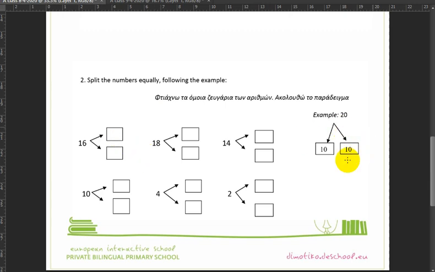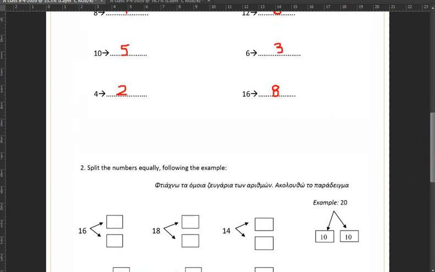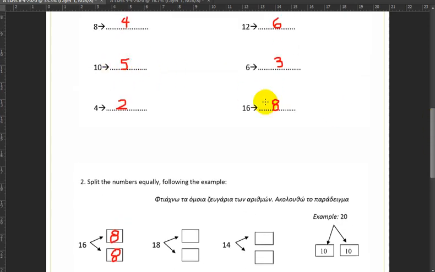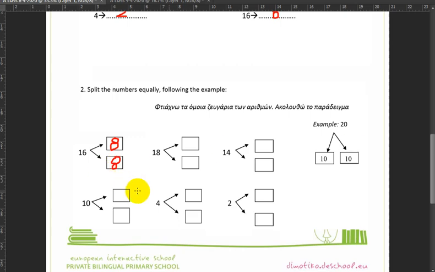Next up, we have an example here of separating a number into its halves. Here we want to separate 16 into its halves. We just found here that the half of 16 is 8, so 16 is going to be 8 and 8. We also found the half of 10 is 5, so 10 is going to be 5 and 5. We also found the half of 4 to be 2, so 4 is going to be 2 and 2.